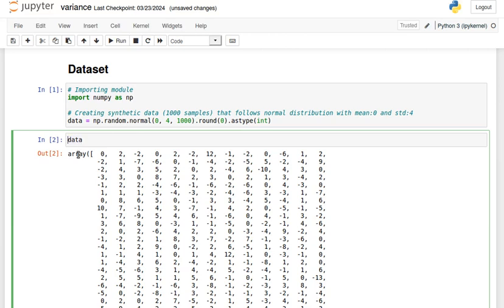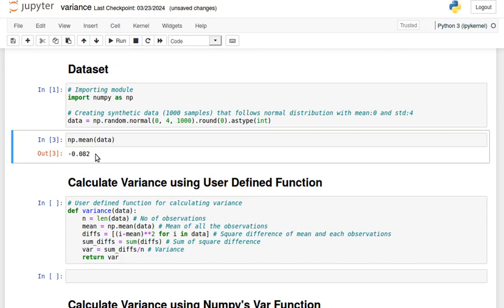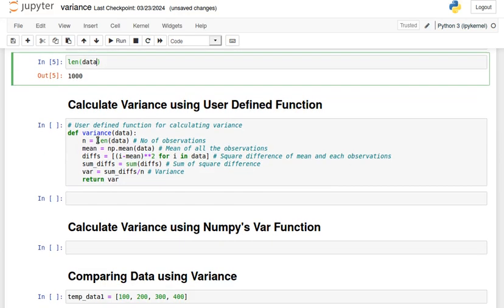Let's check the mean of the data. So the mean of the data is around 0. The standard deviation should be around 4, and the number of data points should be 1000. So we have that here. So our data is good to go.